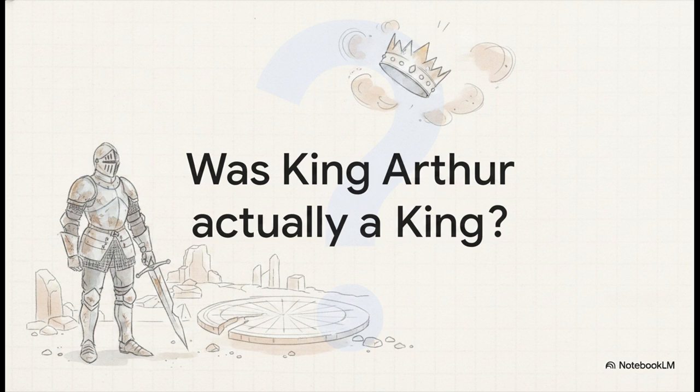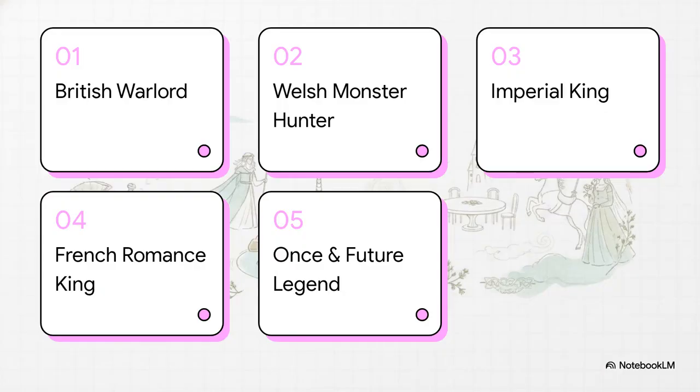But as we dig into the historical and literary records, we find that the very foundation of this legend is built on some seriously shifting sands. To see how this happened, we're going to trace Arthur's evolution through 5 distinct origins: the British warlord, the Welsh monster hunter, Geoffrey's imperial king, the French romance king, and finally, the once and future legend.